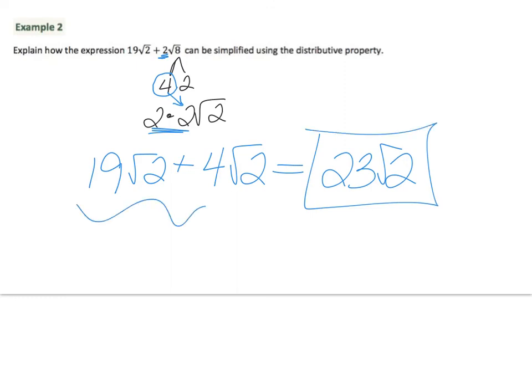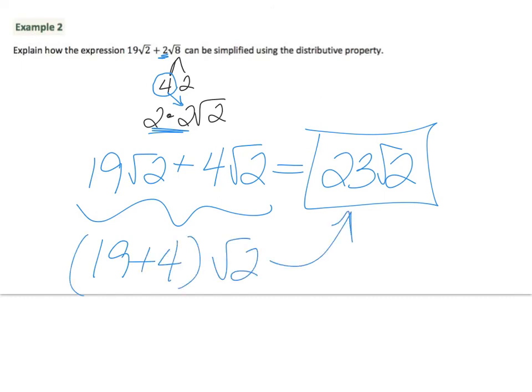So again, I didn't use the distributive property. Let's go ahead and show you that. We have to simplify everything first, with the rules that we learned last lesson, and then we can go ahead and use the distributive property to simplify further.